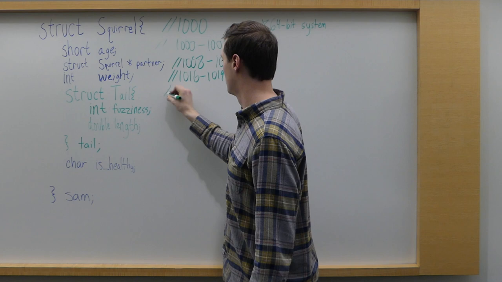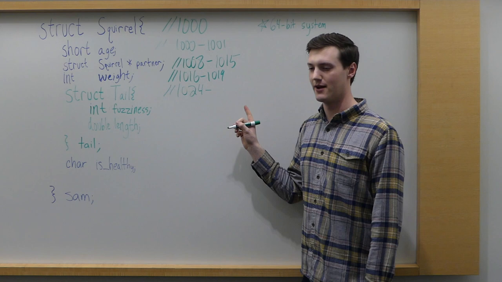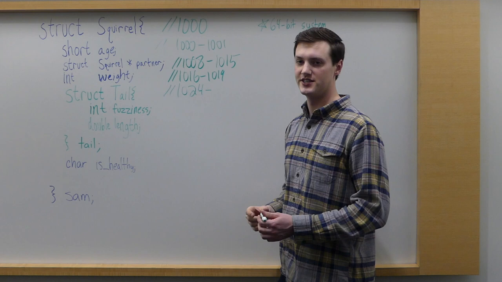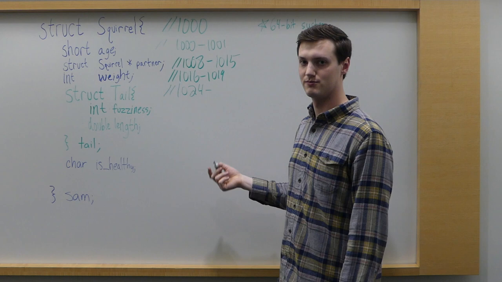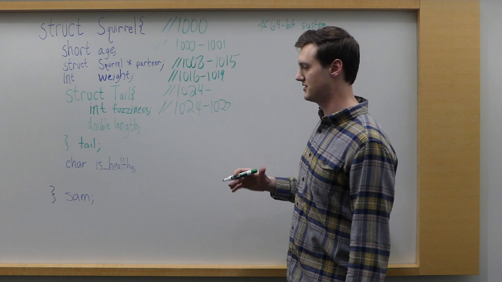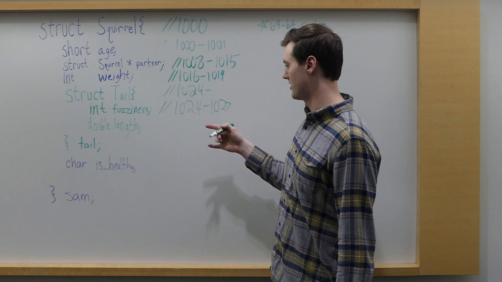And so then we don't know where it ends yet, because we haven't figured out the address breakdown of the inside of the struct yet. So we'll get back to the ending address of this in just a second. So now we have this integer fuzziness, and so that will be 4 bytes starting at 1024, since that is divisible by 4. And now we have double length, so that's 8 bytes, so that means we need to go up to address 1032, because that is the first address divisible by 8 that comes after 1027.